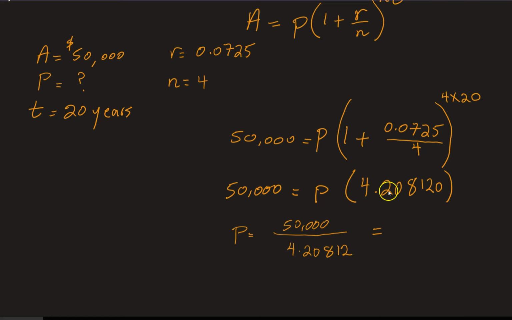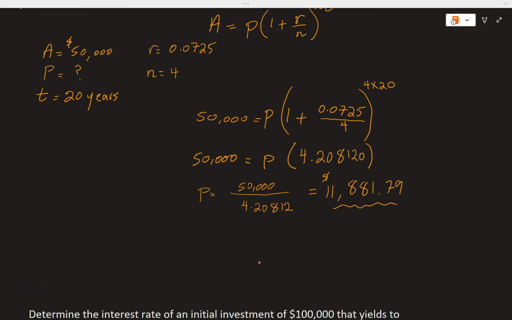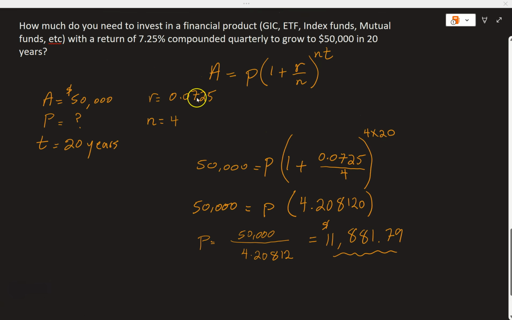Notice that I left 6 decimal places of this value here because it still continues, but we do need to keep as many decimal places as we possibly can so we can make it very accurate. And when we do this, divide both sides by the coefficient of P, which is 4.208120, and then the initial principal amount. When you do the division, you should get 11,881, and then I'm going to round it to the nearest cent, which is 79 cents. So this is the initial amount that you need to invest at the rate of 7.25% compounded quarterly for 20 years. That would actually grow to $50,000.